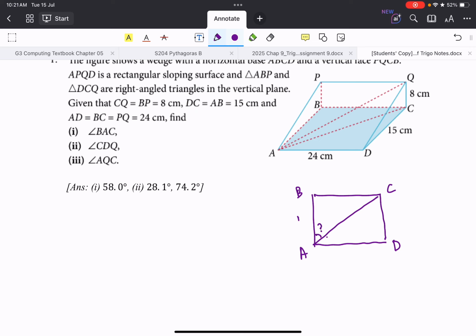Do we have any information? Yes, I know that this is 15 units. I know that this is 24 units. This is 90 degrees. Okay, so from here we can have a tangent.